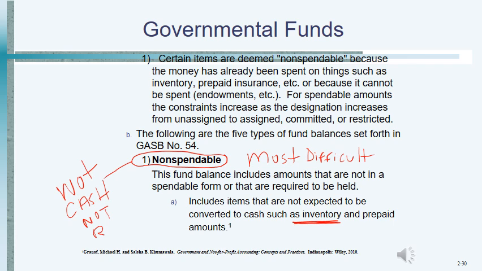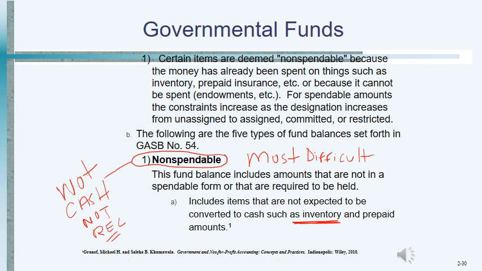Okay, receivables, you say, well, how would you spend receivable? Well, look, they're going to be cash pretty soon, and then we can spend them like cash, right? But our non-spendable fund balance is going to be not cash, not receivable, and most difficult to spend. So what we're trying to show with these categories of fund balance is how difficult it is to spend them.